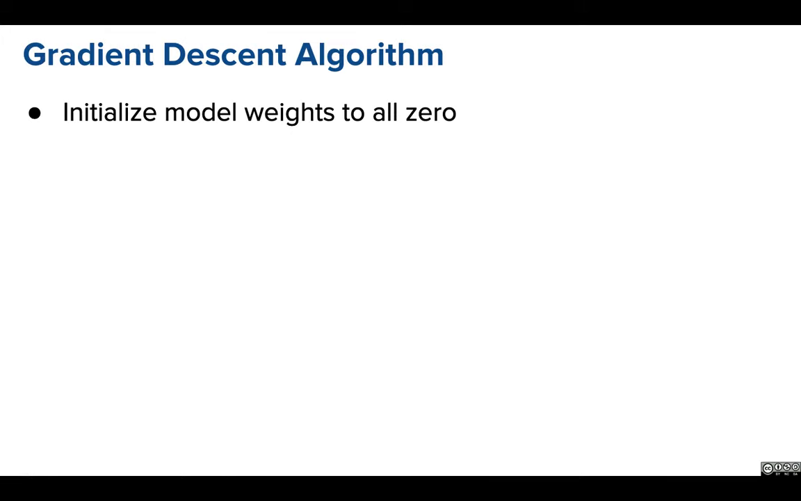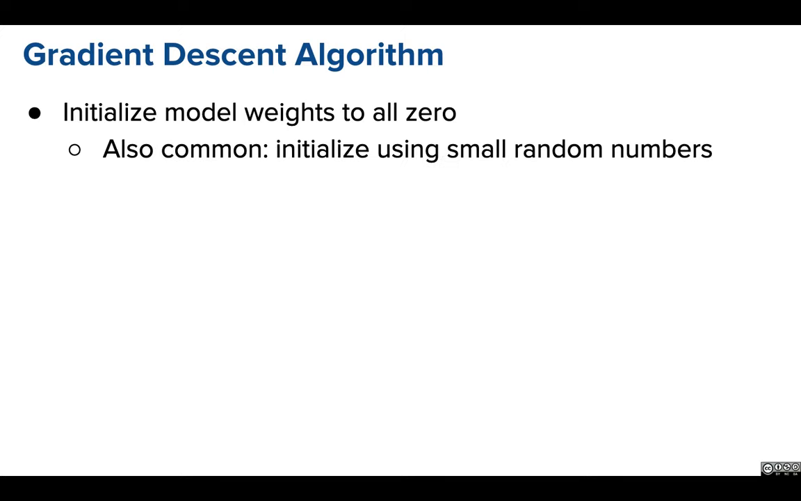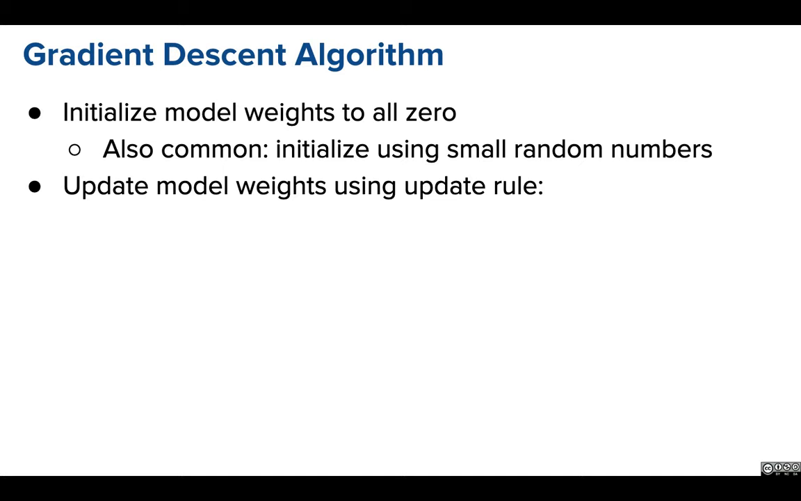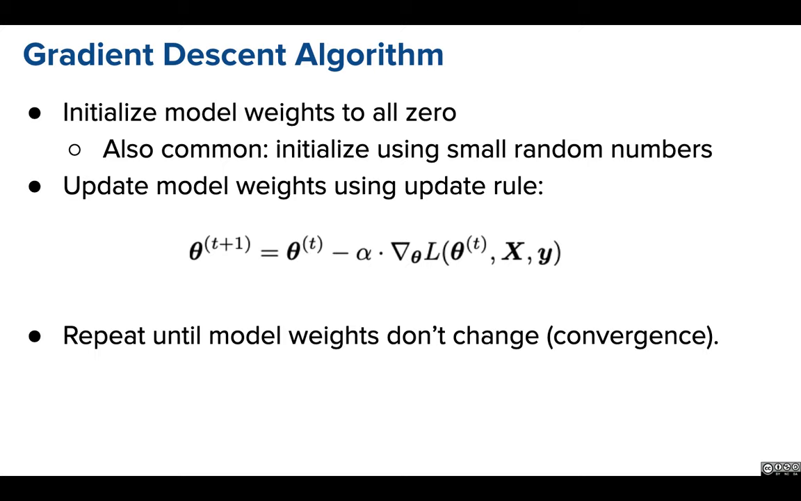So here's the algorithm. We can initialize the model weights to all 0. Sometimes you'll also see people initialize the model weights using small random numbers. Depending on the model you're using, doing one or the other can help. Then we'll update the model weights using this update rule, which I had in the previous slide. And we'll repeat that process until the model weights don't change too much, which signals that we're converging on the minima of that loss function. And that's pretty much it. That's gradient descent.